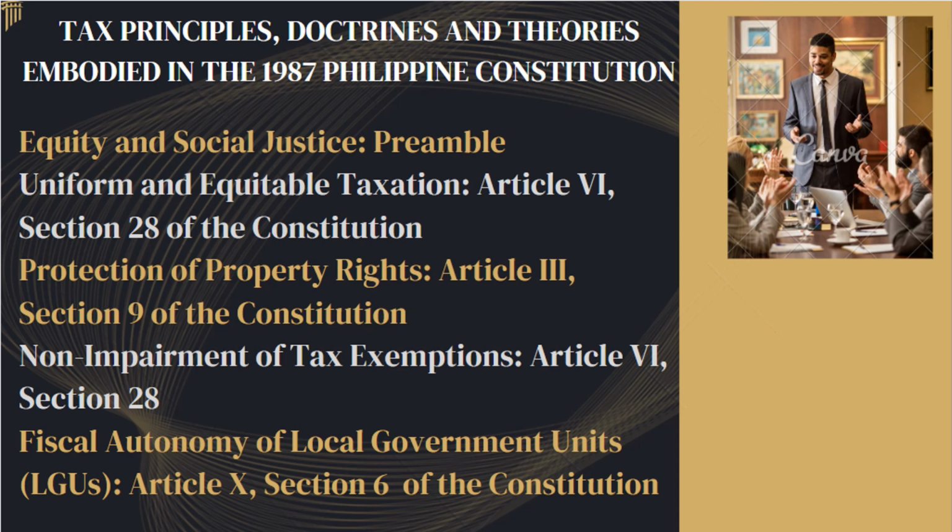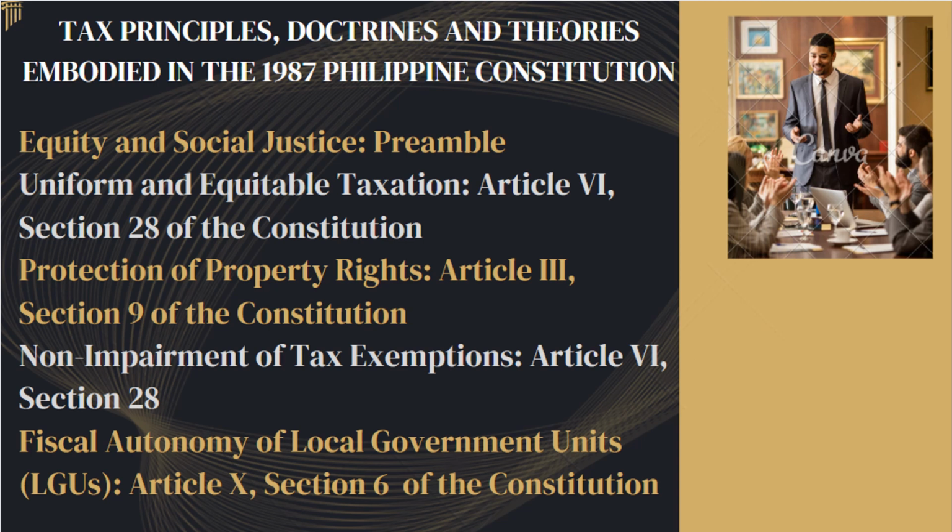Number two is uniform and equitable taxation. Article 6, Section 28 of the Constitution mandates that the rule of taxation shall be uniform and equitable. This provision underscores the importance of treating taxpayers fairly and without discrimination based on economic status or other factors.